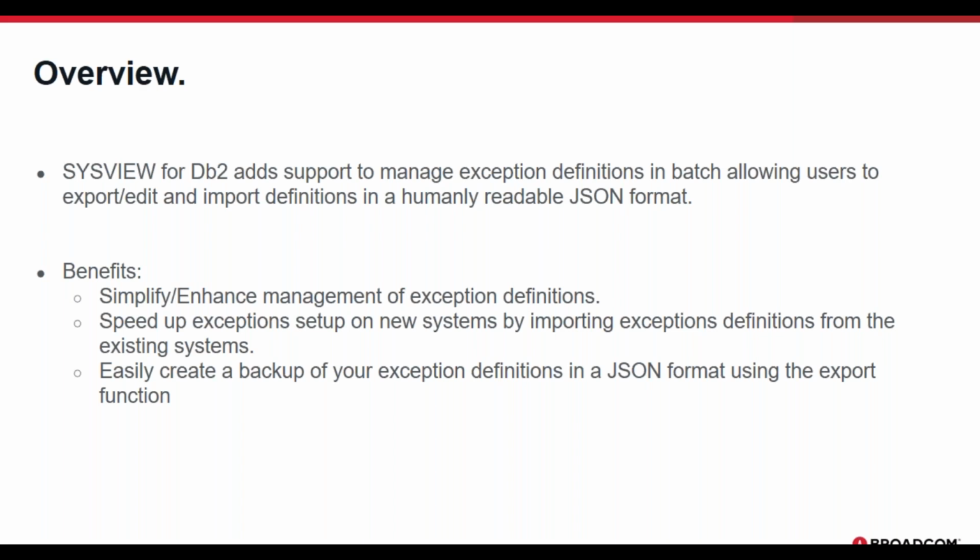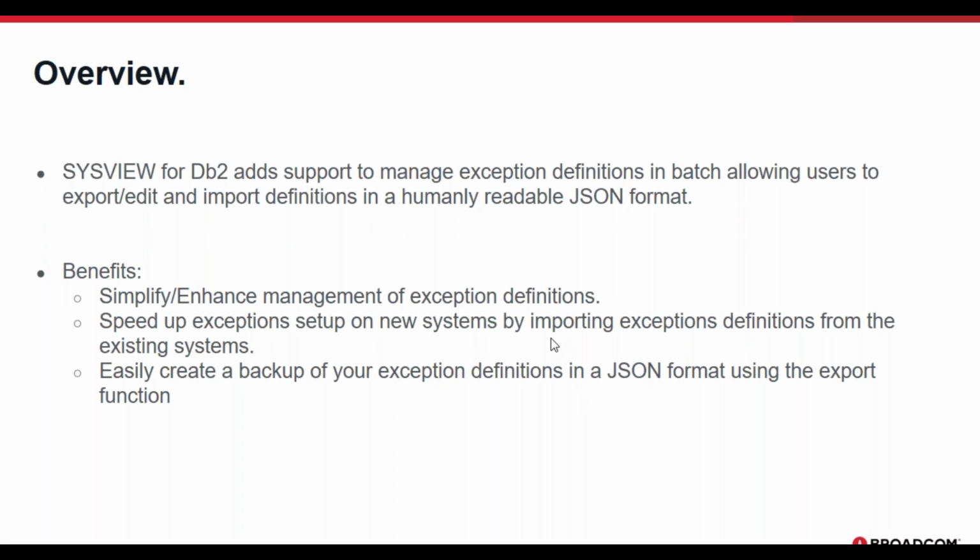Originally, the batch utility was only supporting some basic restarting of the exception system. So we have enhanced that, and customers can now export, edit, and import the exception definitions in a JSON format that's humanly readable. There are a number of benefits to this.